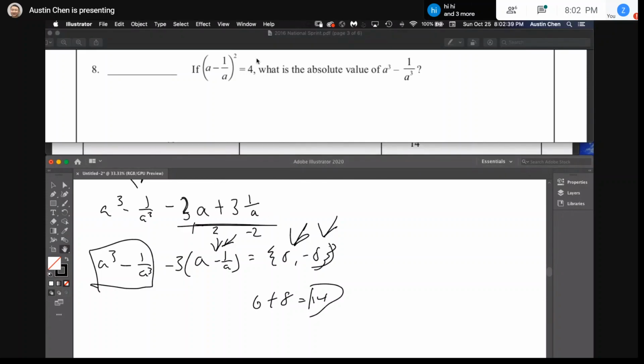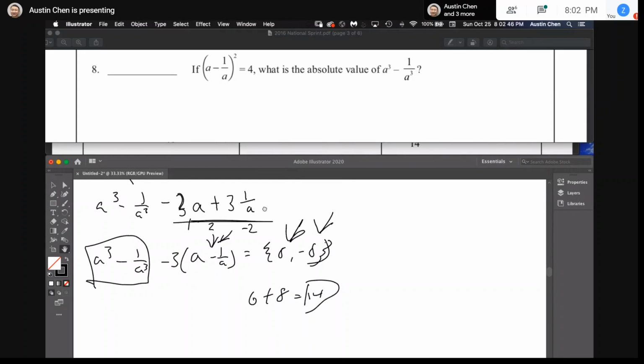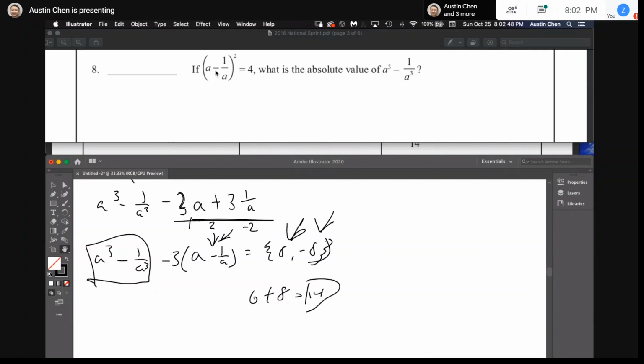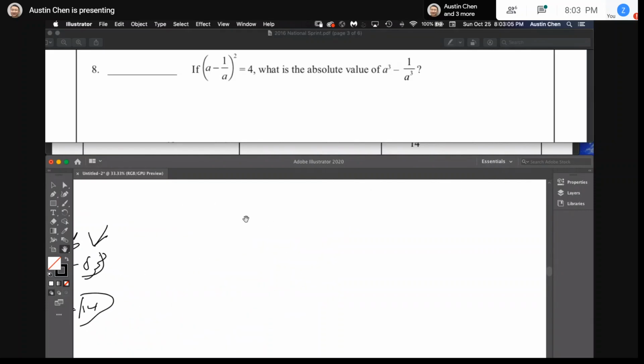So yeah, this kind of thing is well known, especially in AMC, AIME kind of stuff. It's just like x minus 1 over x, or x plus 1 over x, like you just do stuff like that. You want to square it or cube it to get expressions that have these. All right, let's move on.